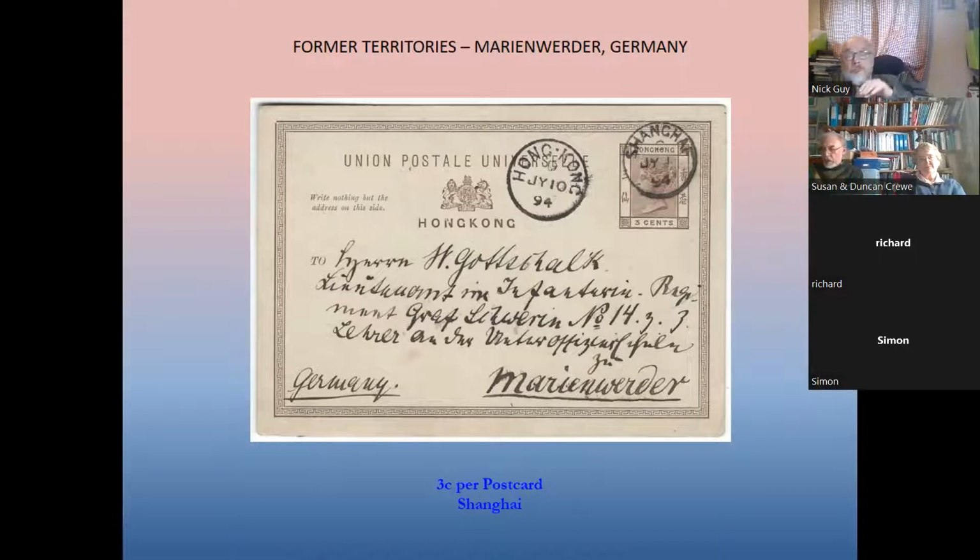And during that time, Marienwerder issued stamps. They were the Germania German stamps overprinted with Marienwerder plebiscite. So for a very brief time, a couple of years, Marienwerder issued its own stamps. And this is an 1894 cover, obviously, with the old 3 cent rate and going to a city that would one day become a stamp issuing entity. So again, my definition of these things is kind of broad, but still an exotic place to find mail from Hong Kong.